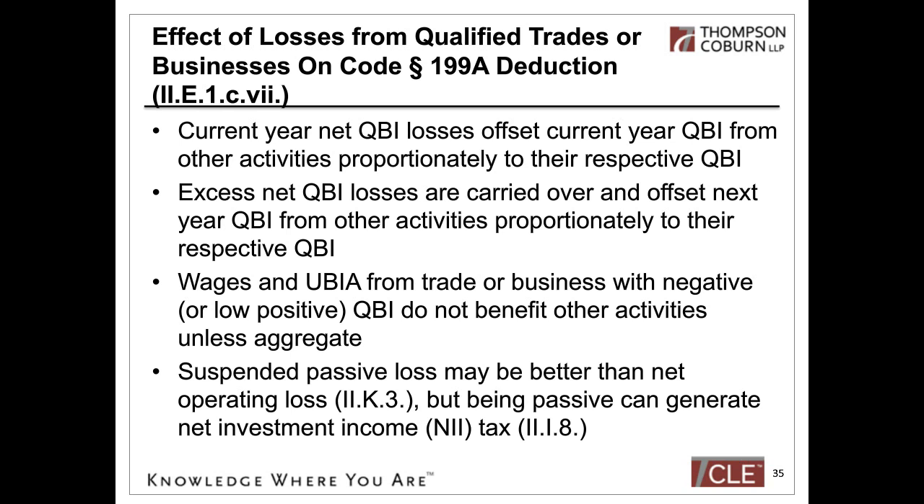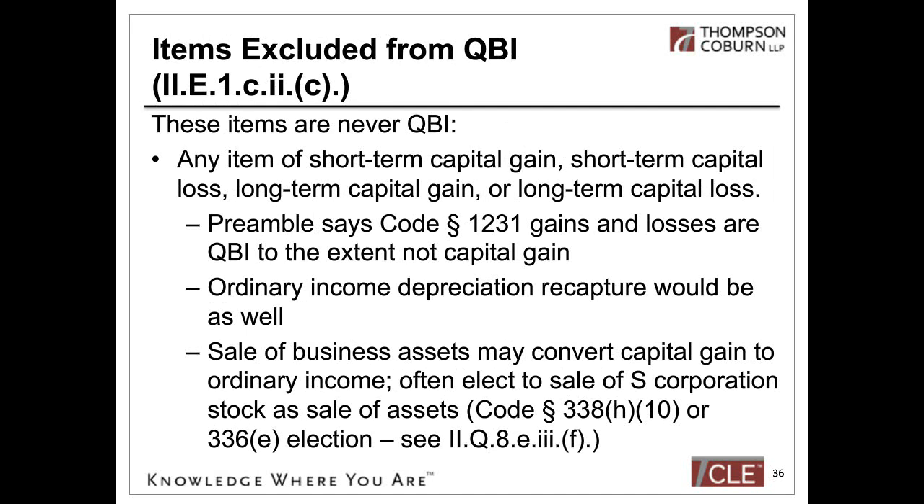These items are never qualified business income, and again, capital gain from the sale of any kind of capital gain, short-term or long-term, is not qualified business income. Now, what if you sell your S corporation stock? Normally, that's going to be a capital gain, and it will not trigger qualified business income. It's excluded. It doesn't count.